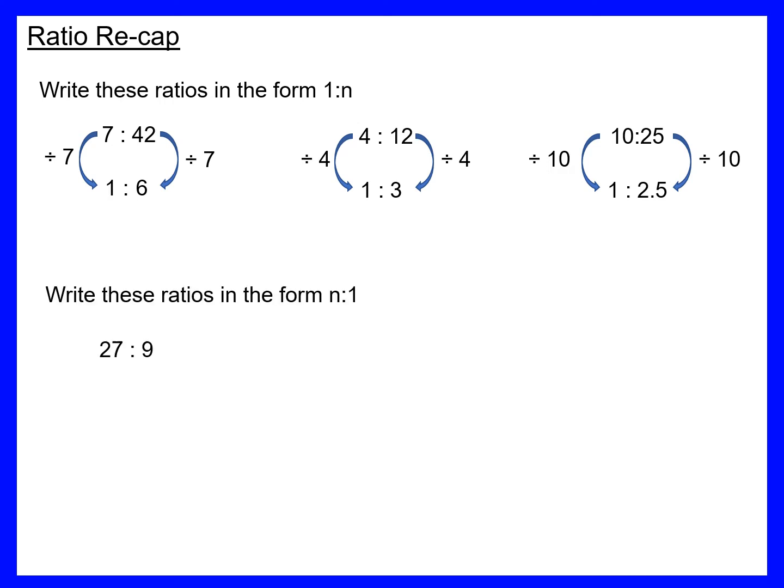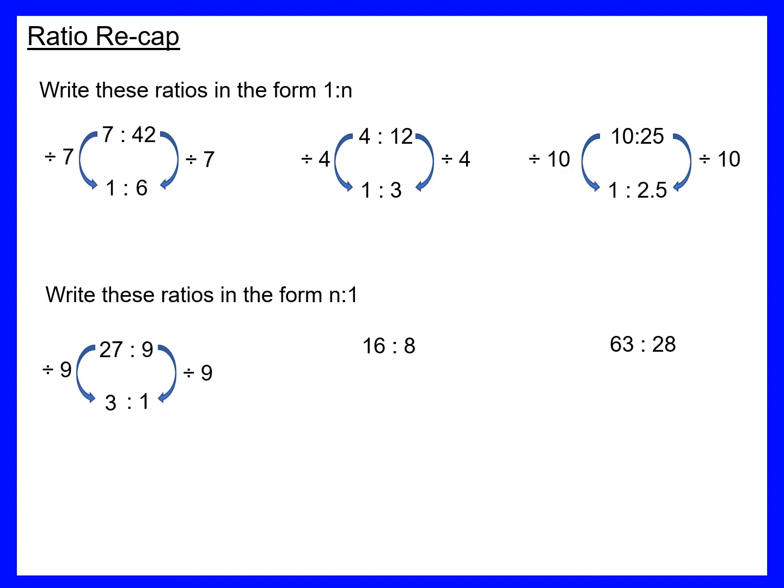Let's just check we can go the other way then. So if we want them in the form n to 1, that means that my 1 now needs to go underneath my 9 here, so the 1 is going on this side. Okay, so we'll put our 1 there under the 9. To get from 9 to 1, we're going to divide by 9. We do the same to the other side. 27 divided by 9 is 3, and we get 3 to 1.